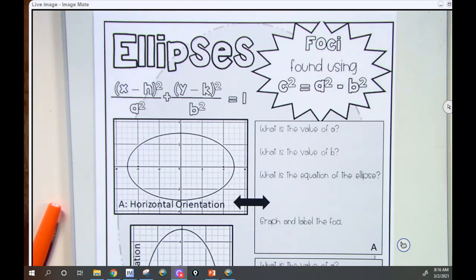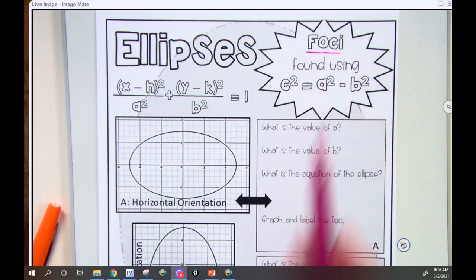We are going to do a pretty basic interaction with ellipses, but enough that you'll be able to recognize their formulas and their orientation, and be able to graph them. Foci, that's probably new for you guys.